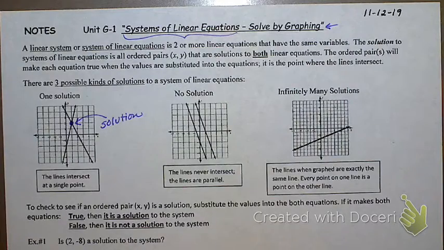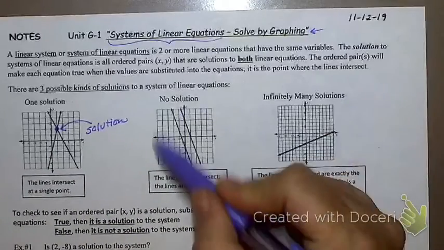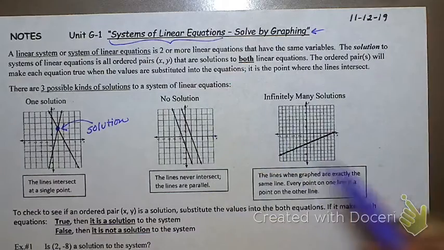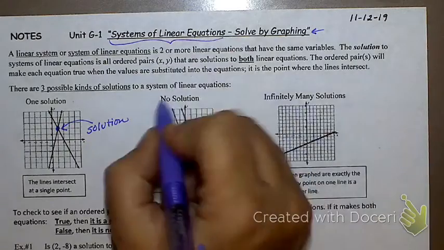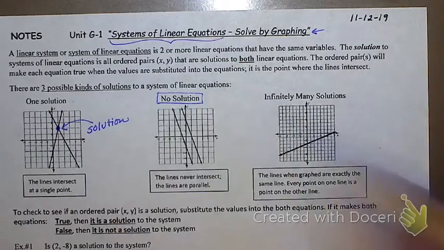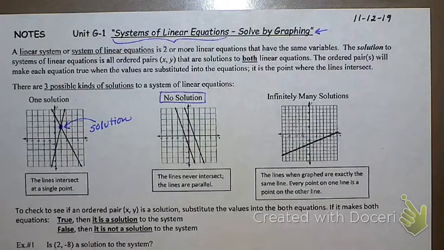There's also a situation such as this. 2 lines never intersect. What do we call 2 lines that never intersect? Parallel. If they are parallel, we have something called no solution. Because the solution to the system is the point where they cross. So if they don't cross, they don't have a solution.